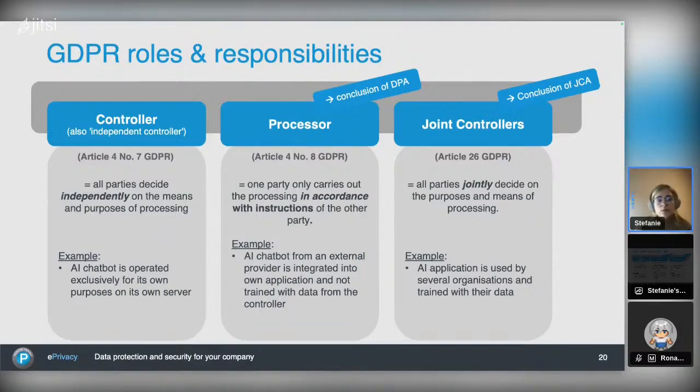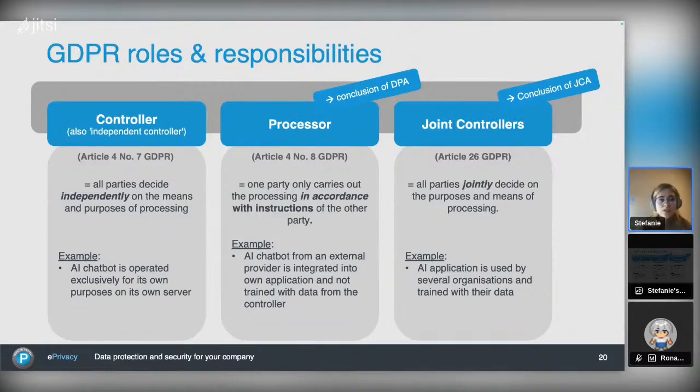Then there is the role of the processor. The processor is someone who does not decide on the processing. They only process under instruction of another party, of a controller. So in our use case, this, for example, could be the provider of the AI system, but just if they don't follow an own purpose of the processing. If, for example, they would then use your data set to train their AI system and use this trained AI system for other customers as well, then they would have an own purpose in the processing of your website visitor data, and then they will probably be a joint controller.